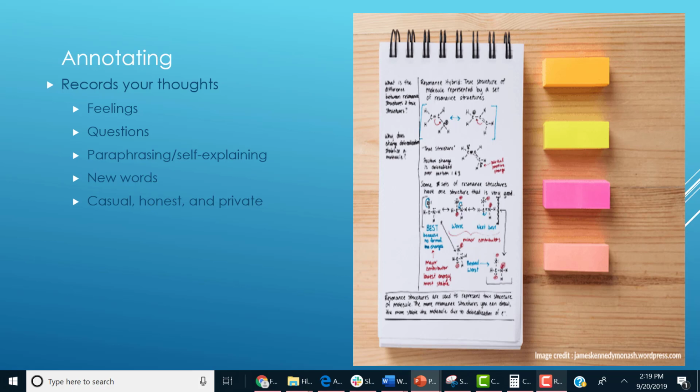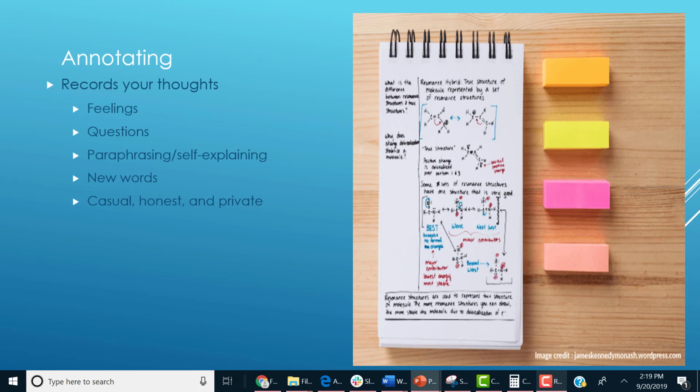Paraphrasing or self-explaining concepts is a really common form of annotating. So if you take a sentence or a phrase that you're not quite sure what it means, you might write it out in a different way. New words, this is something that's on both lists. That's just because it's really great to highlight and then define any new words that you encounter in a reading.